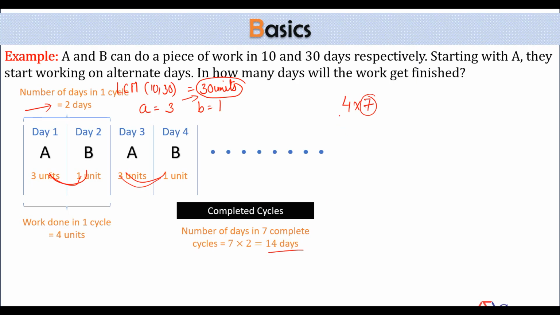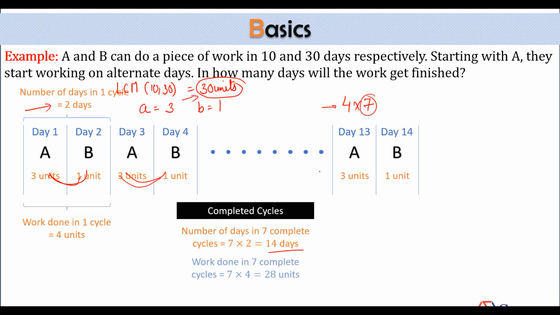And in these 14 days, they must have finished 4 into 7, that is 28 units. So the work done in 7 complete cycles, that means in 14 days, is 28 units. And what was the total work? It was 30. So how many units of work are still left? 2 units. And the next day would be the 15th day.